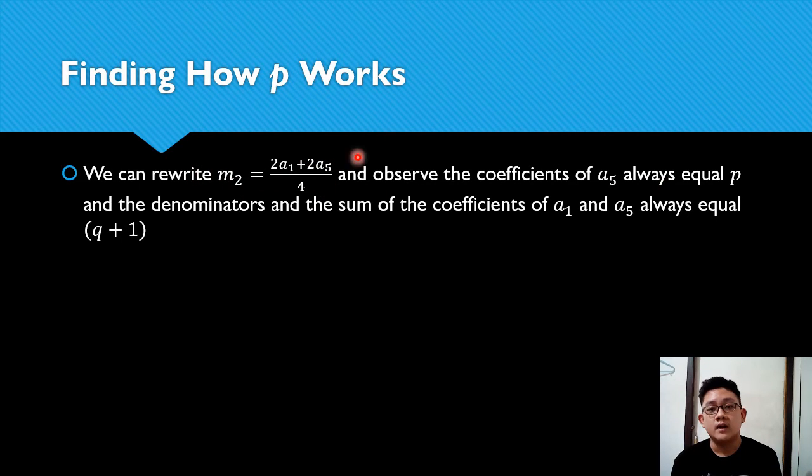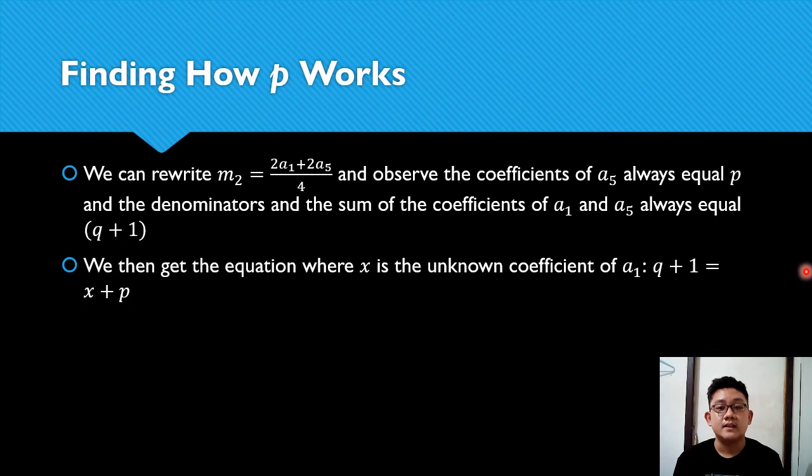So m sub 1, the coefficient of a sub 5 was 1. M sub 3, the coefficient of a sub 5 was 3. Either way, the means' positions correspond to the coefficient of a sub 5 here. And the denominators and the sum of the coefficients of a sub 1 and a sub 5 always equal q plus 1. Earlier, we saw that the denominators for those three means were all 4. And for the numerators, the coefficients 1 plus 3, 2 plus 2, 3 plus 1, all of those equal 4.